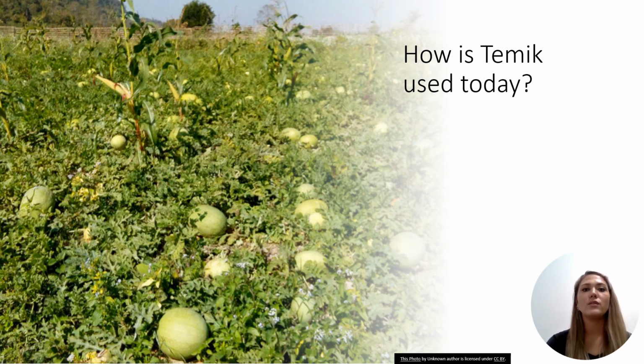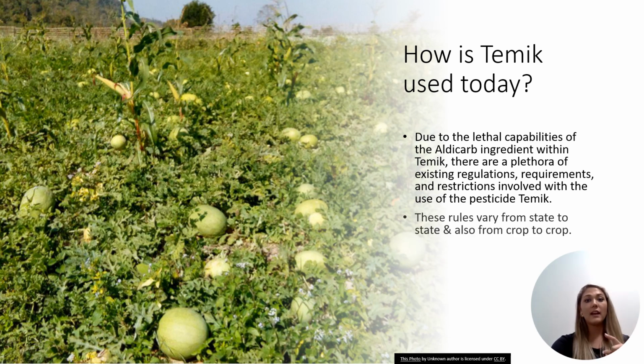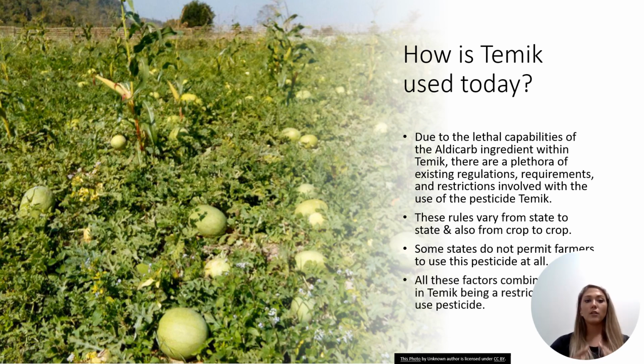So how is Temik used in the agricultural industry today? Due to the lethal capabilities of the aldicarb ingredient within Temik, there are a plethora of existing rules, regulations, and requirements involved with the use of the pesticide Temik. Now, these rules do vary from state to state and also from crop to crop. However, some states do not allow farmers to use this pesticide at all. And in conclusion, it is all of these factors combined that result in Temik being considered a restricted use pesticide.